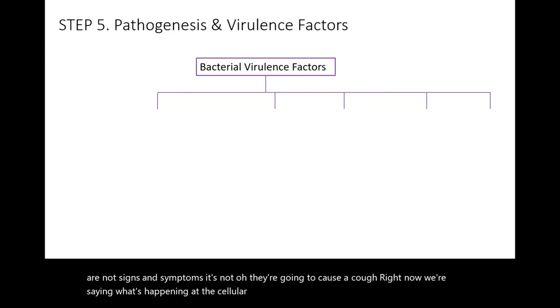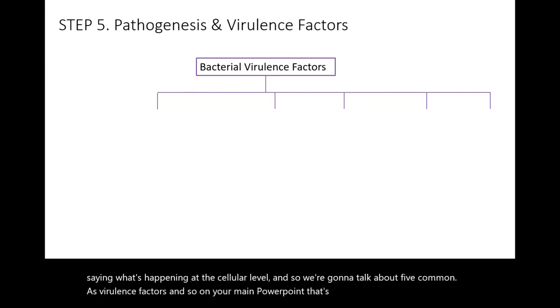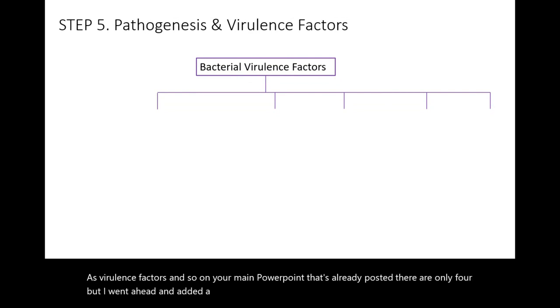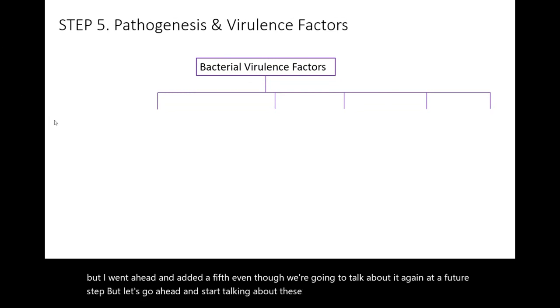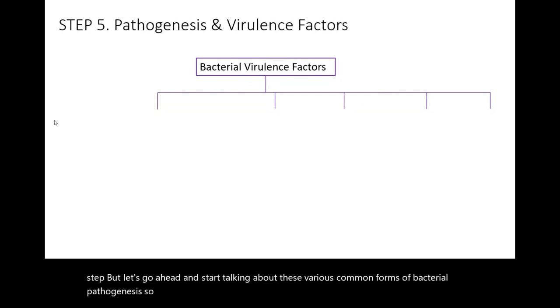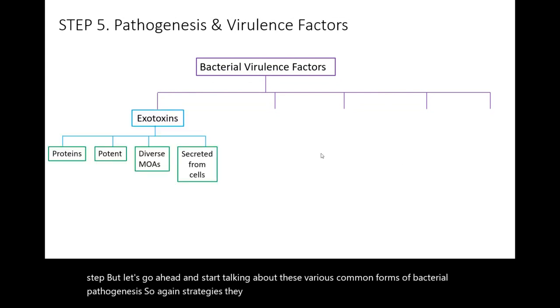And so we're going to talk about 5 common virulence factors. On your main PowerPoint that's already posted, there are only 4, but I went ahead and added a 5th, even though we're going to talk about it again at a future step. But let's go ahead and start talking about these various common forms of bacterial pathogenesis. So again, strategies they use to be pathogenic and to cause disease.